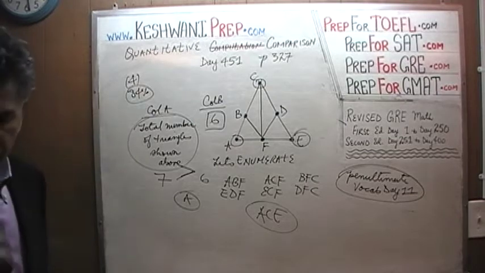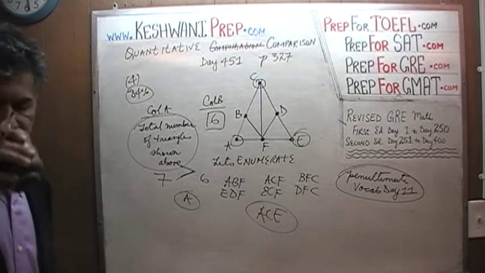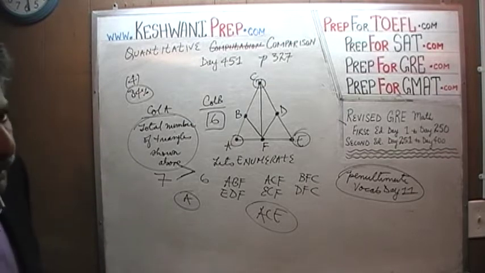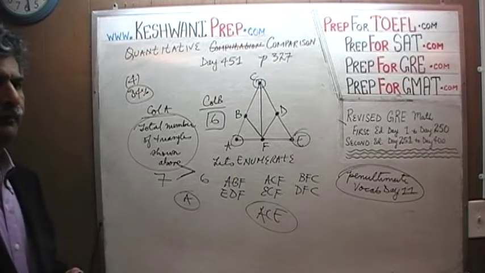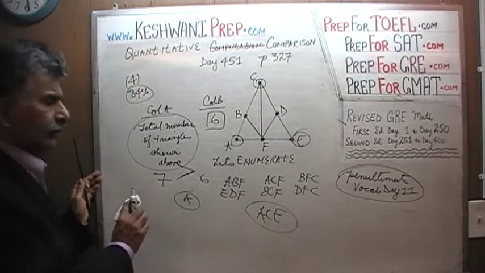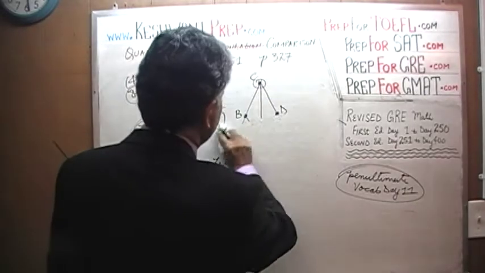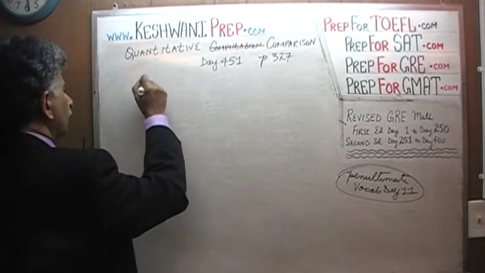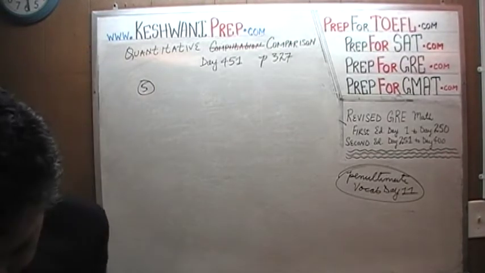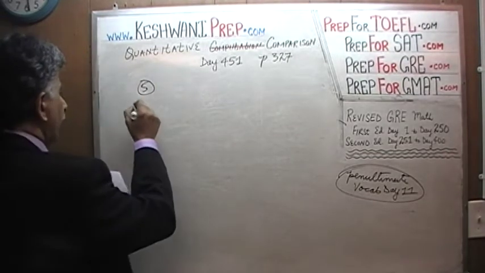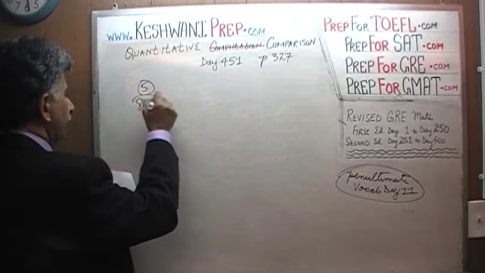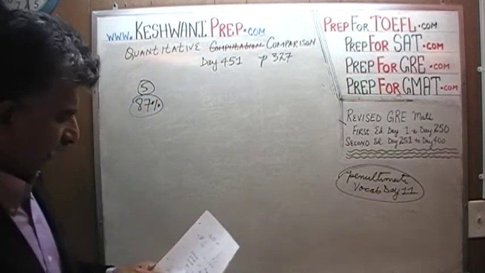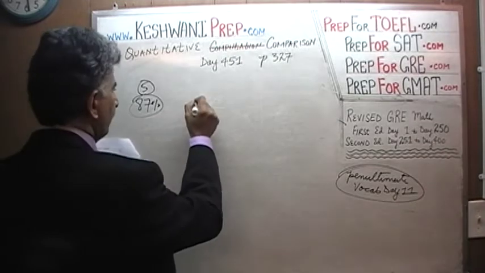Number 5. Question number 5, and it appeared in the exam. These are very straightforward questions. 87% of people had no trouble with it. Vast majority of the people had no trouble with it. Here is what it says.